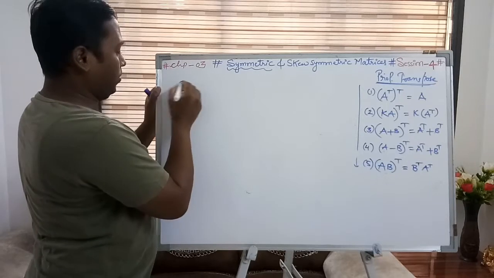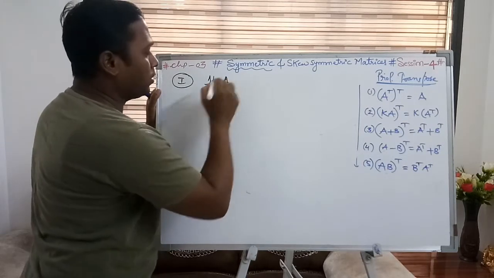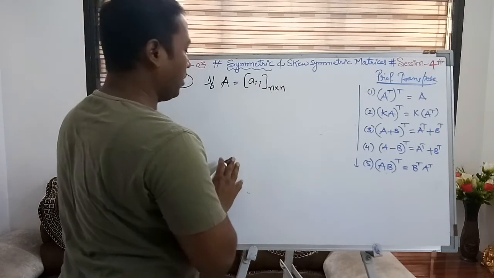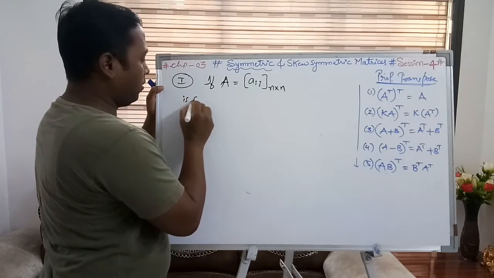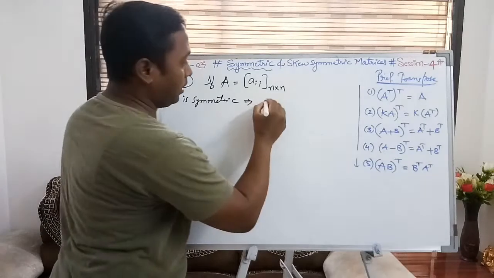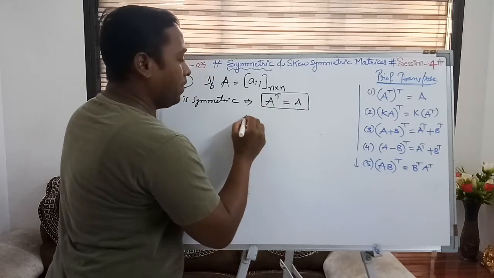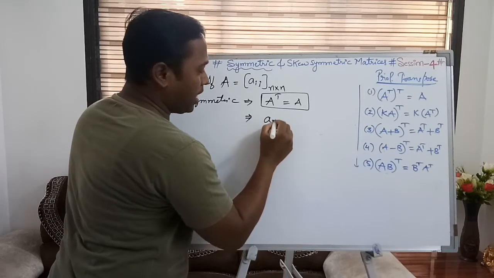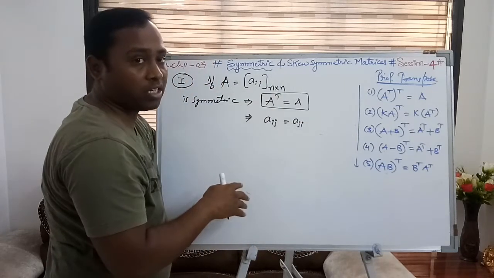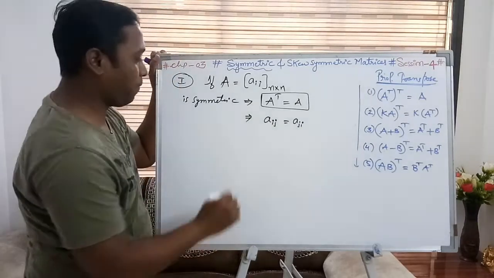So finally, what have we understood? The first one is, if a matrix A of the form A_ij of order n by n is symmetric, which implies two results: the transpose of A is equal to A, the first condition, which also implies that the A_ij element becomes the A_ji element. That is, rows and columns are interchanged. So ultimately the A12 element becomes A21, its position is reversed.